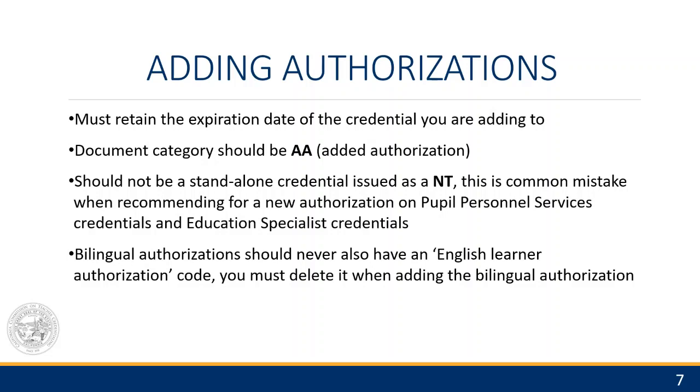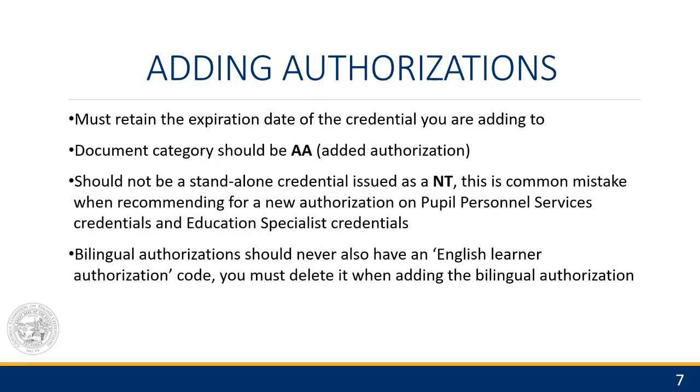So let's keep that in mind, that it must retain the expiration date of the credential that you're adding to. It doesn't get a new expiration date. It has to stay the same. So when you're submitting it, you can click edit and change the expiration date to match the original document. The document category should be AA, which is added authorization. It should not be a standalone credential issued as a new type.